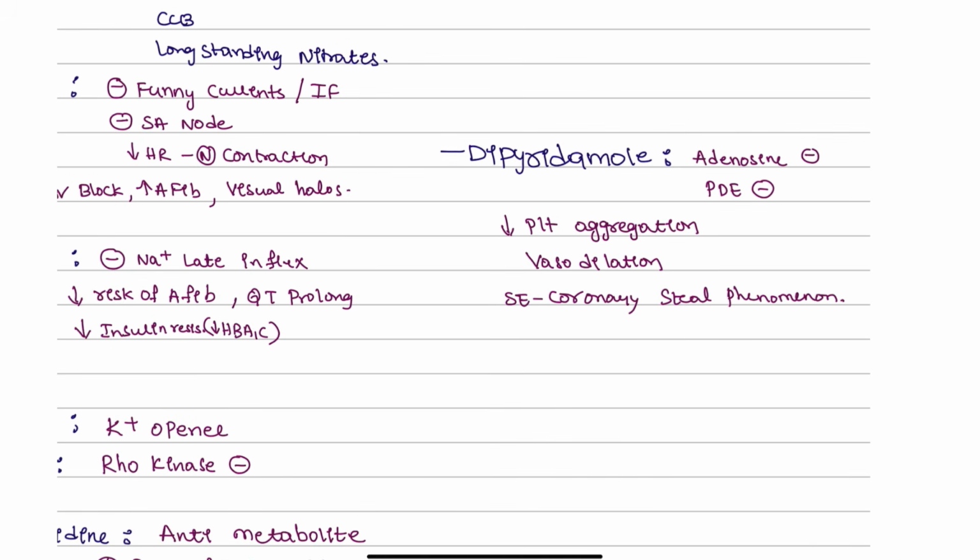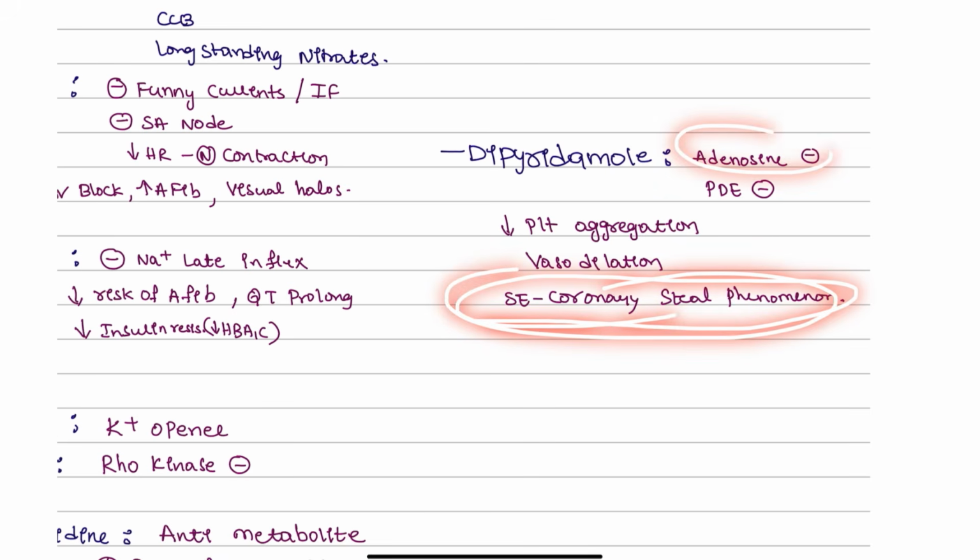Next, dipyridamole, and it is going to block adenosine and phosphodiesterase. What is it going to do? The benefits of vasodilation can be seen, and platelet aggregation can be decreased in this patient. And what are the side effects? Coronary steal phenomenon, because you are blocking the adenosine and the phosphodiesterase enzyme.